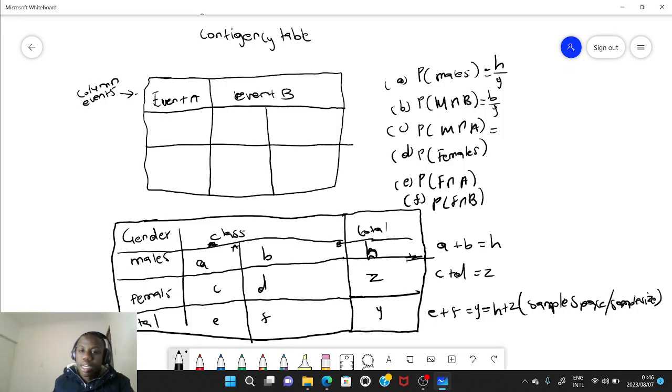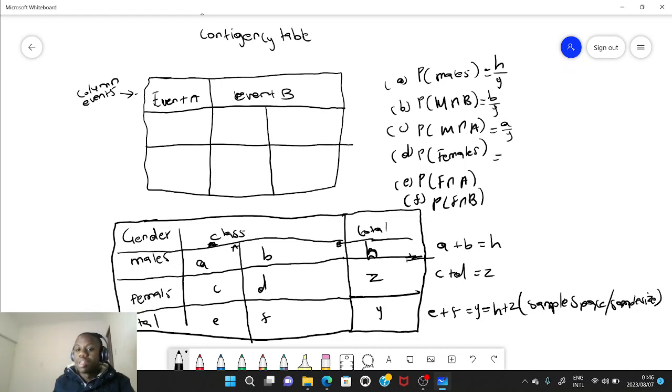Right, the same thing applies whenever we have male. Now this is male, right? We want a male who's in class A. So this is class A. So we have A learners in class A. We have A male learners, right? So we'll have A over the total, which is A over Y, right?